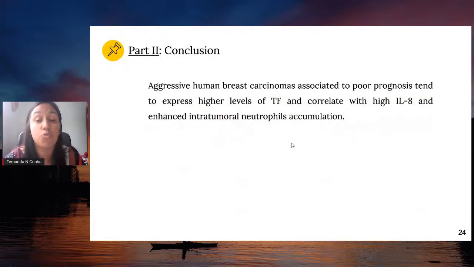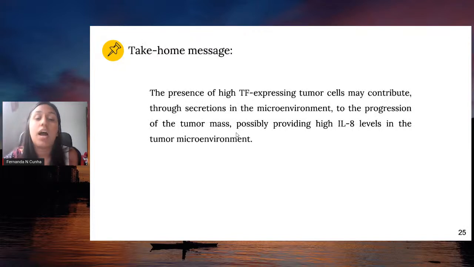From part 2 of my work, we conclude that the most aggressive human breast carcinomas associated with poor prognosis tend to express higher levels of TF and correlate with high IL-8 and enhanced intratumoral neutrophil accumulation. Altogether, our results suggest that the presence of high TF-expressing tumor cells may contribute, by secretion in the microenvironment, to progression of the tumor mass, possibly providing high IL-8 levels.